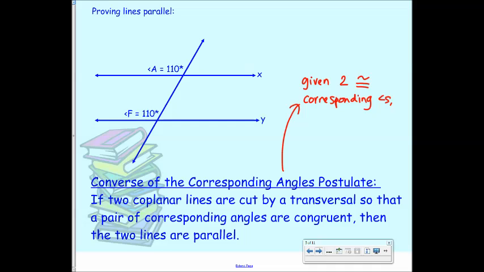So given two congruent corresponding angles, the lines are parallel.